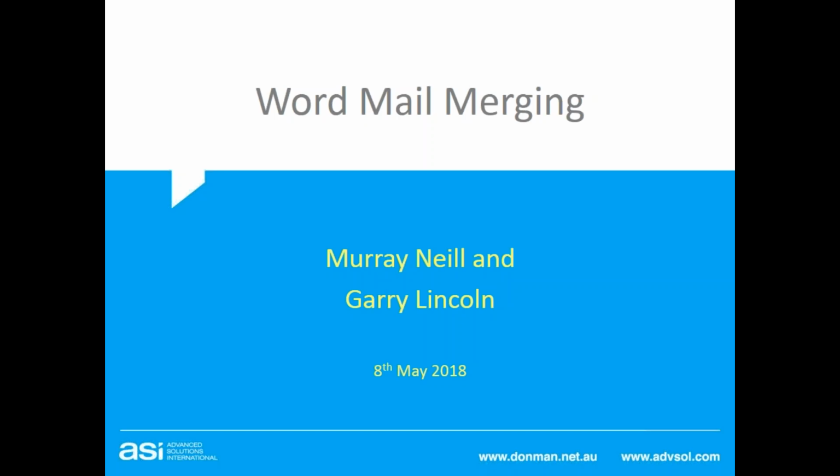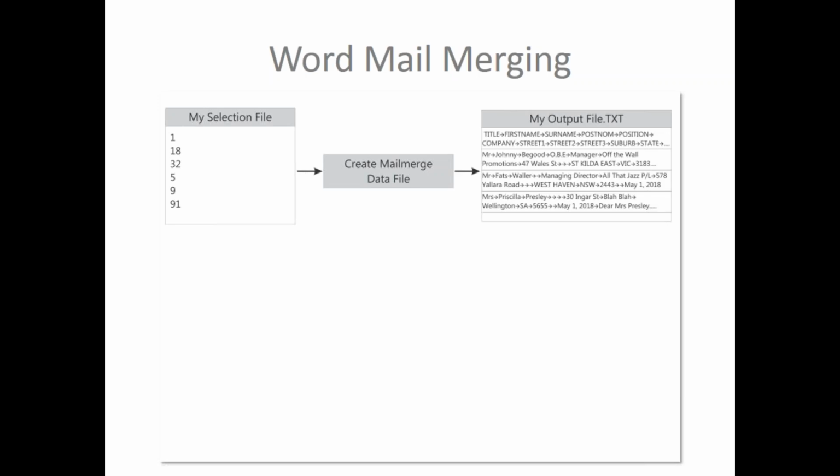So I'm going to start off first of all by just looking at an overview of the process of doing that. To do that, I'm going to actually start with Donman, even though I said I'm not really going to do that. If we have a selection file, and let's suppose that we're going to do an appeal letter or some form of letter to all the people in my selection file, in Donman, I can then create a mail merge data file. By using the word mail merge data file, you obviously get the hint that this is meant primarily for doing a word merge. And what that will produce for me is a file that I give it the name of, in this case, my output file.